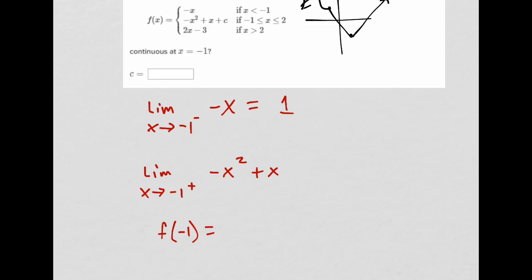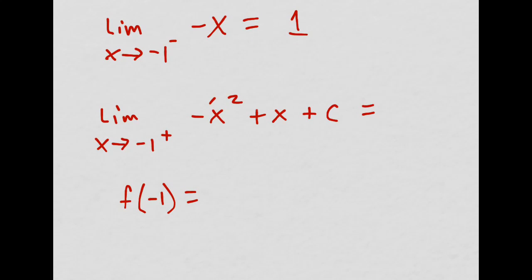plus x plus c. Just to be clear, when you have a negative x squared like this, the negative is on the outside. So what is this? Again, we use direct substitution. Negative 1 squared is just 1, times this negative is negative 1.